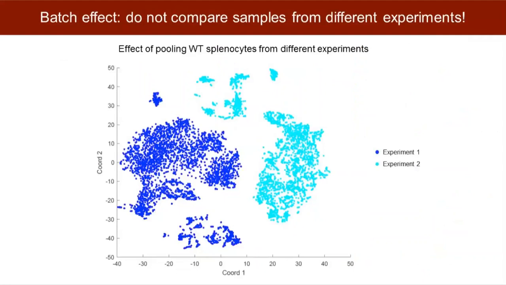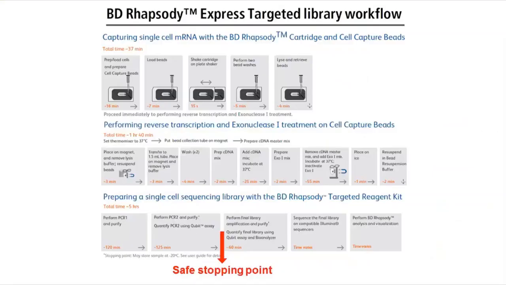We then tried to compare wild-type splenocytes from two independent experiments, and we found a massive batch effect. So do not compare samples from different experiments. If you have to run the experiment separately, you will find a safe stopping point in the Rhapsody workflow. This is after the PCRs and before amplifying the libraries.